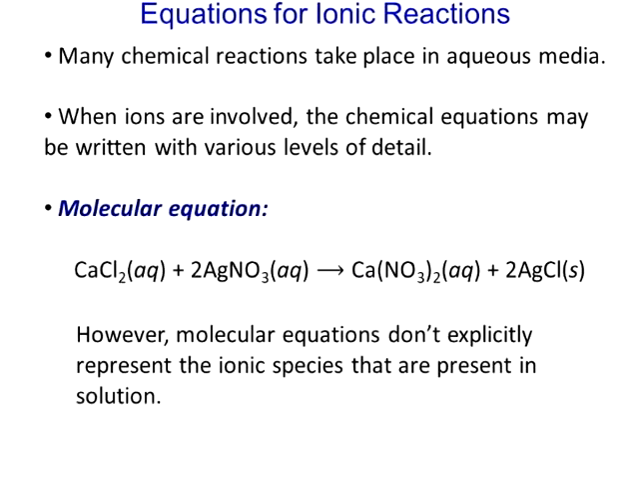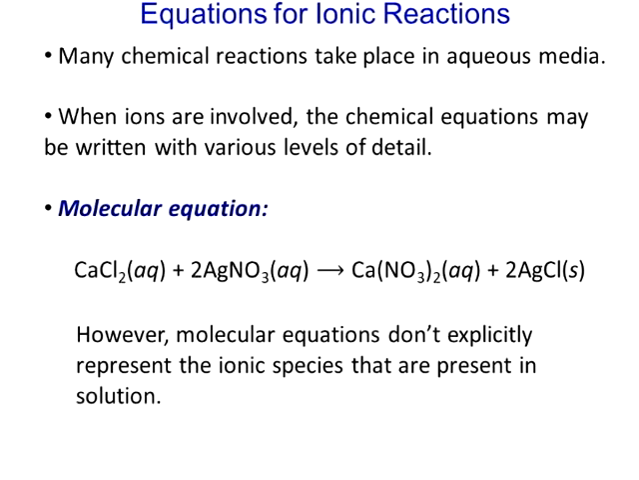In this lecture, we will look at ionic species in chemical reactions. And this is important because many chemical reactions take place in aqueous media. In aqueous media, ions may be formed. When ions are involved, the chemical equation may be written with various levels of detail. In other words, an ionic reaction, or at least ionic species in a chemical reaction, require a bit more attention to detail because of the ions.